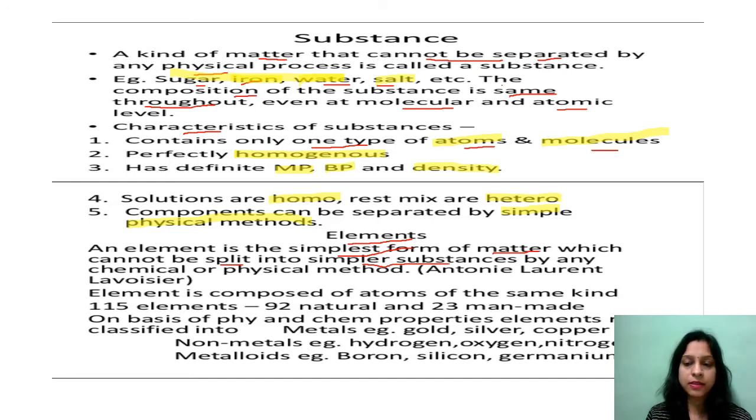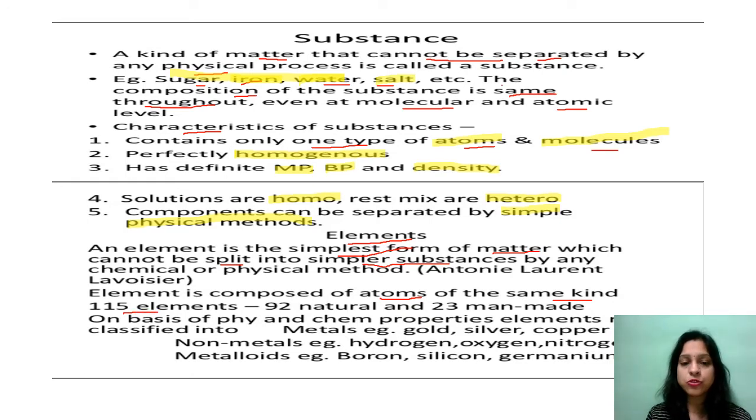by any chemical or physical method. Okay, so this is also the definition of an element, that it is the simplest kind of matter which can't be split further into simpler substances by any physical or chemical method. We can also say that an element consists of atoms of the same kind. एक ही टाइप के एटम्स अगर किसी मैटर में प्रेजेंट हैं, then that is known as an element.